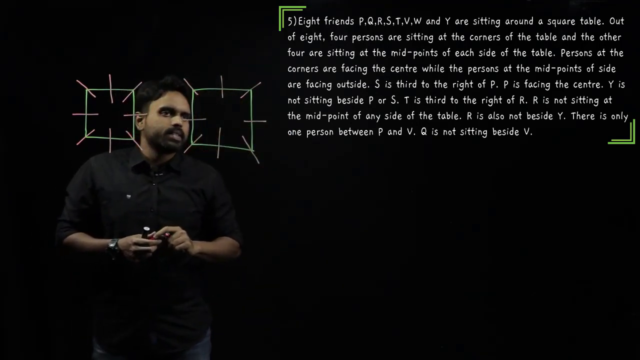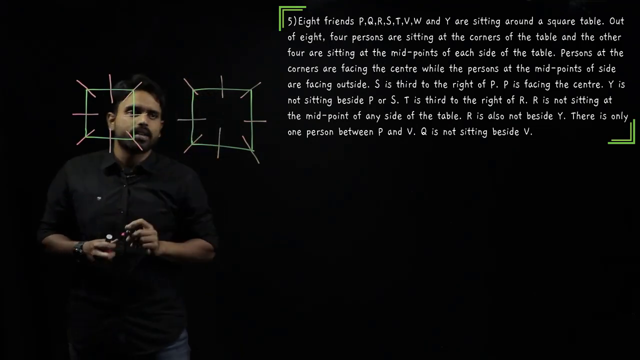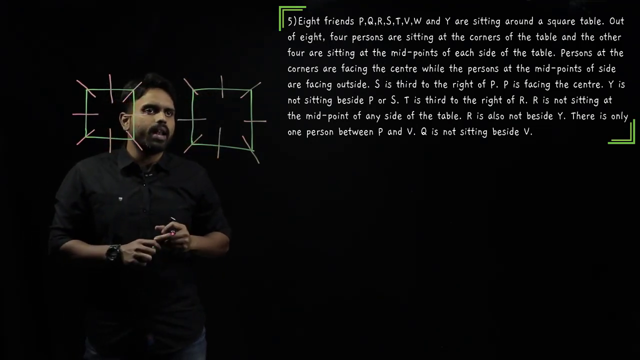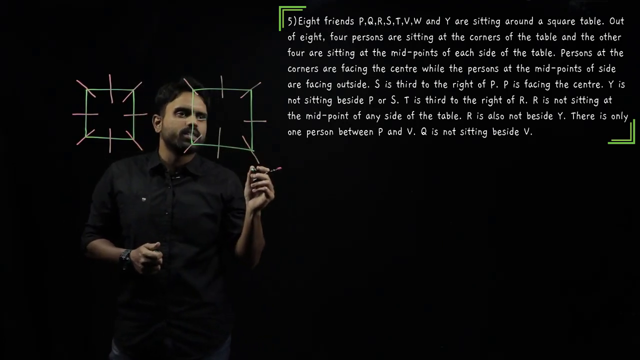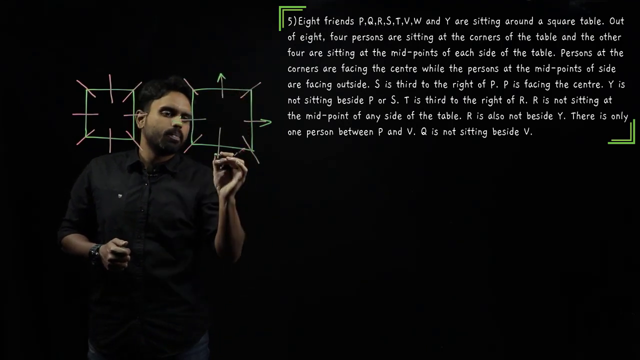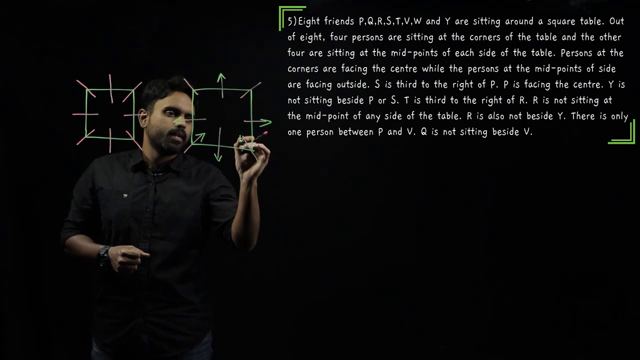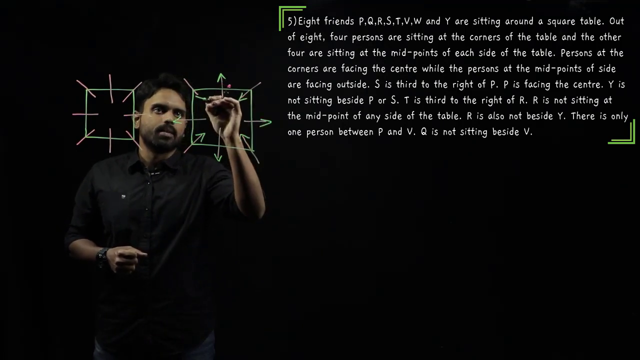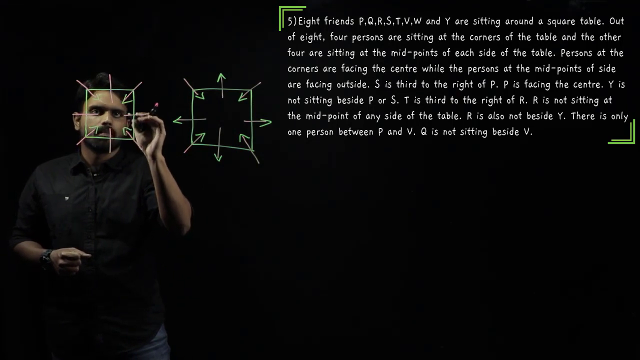So now, persons at the corners are facing the center, while the persons at the midpoints of the sides are facing outside. Midpoints are facing outside. The people at the corners are facing inside.